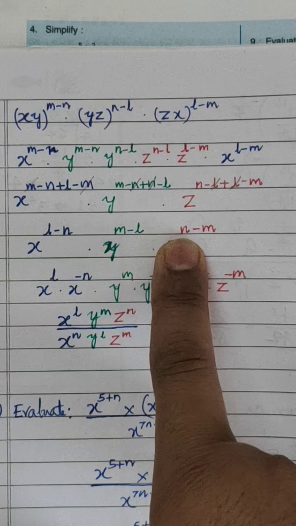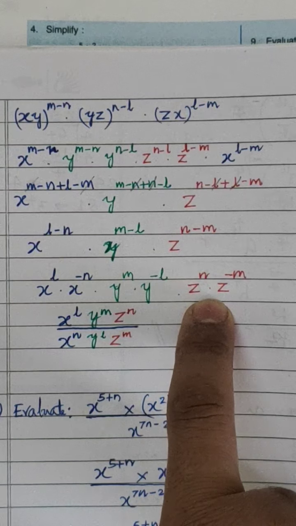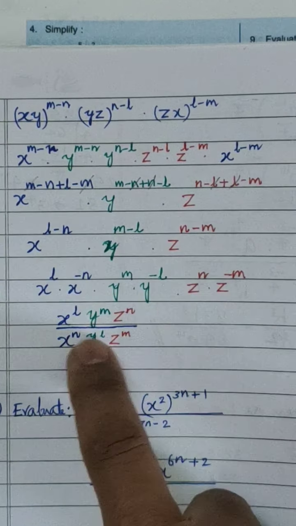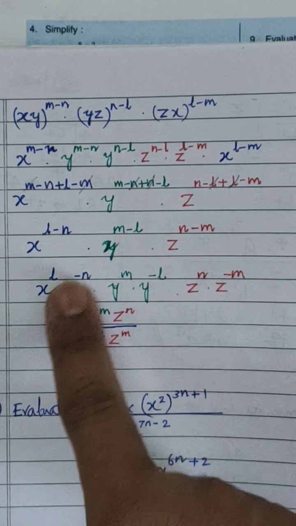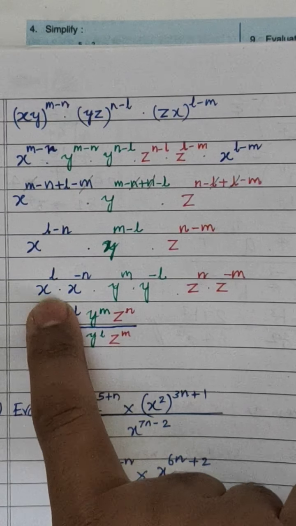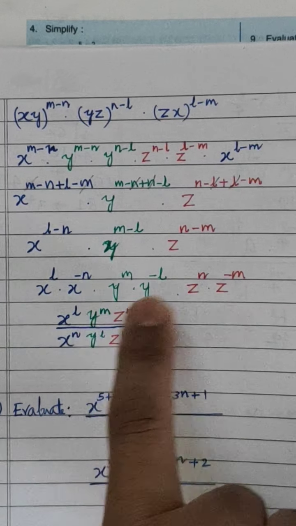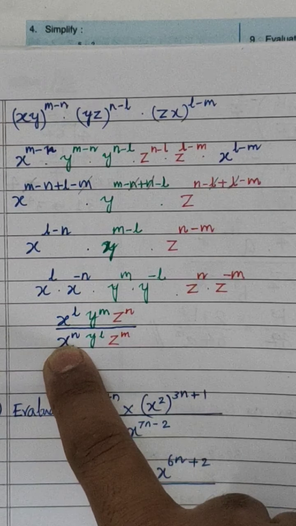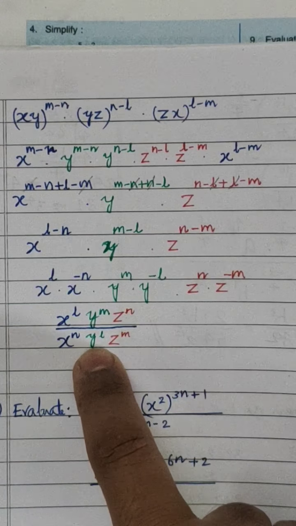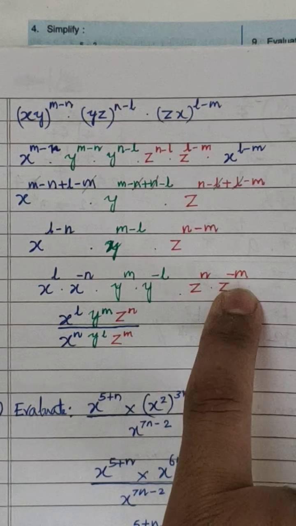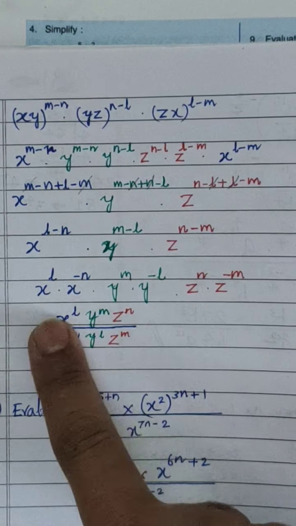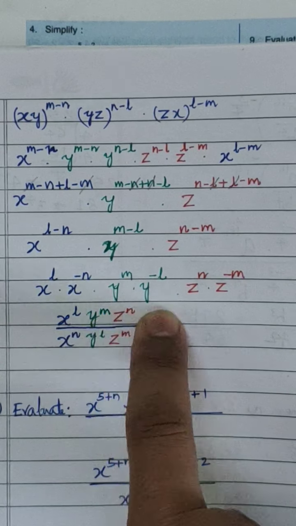Then z to the power of n minus m can be written z to the power of n into z to the power of minus m. So keep all which has got positive powers in the numerator and bring the things which has got negative powers to the denominator, so that they also become positive. x to the power of l, y to the power of m, z to the power of n. Bring y to the power of minus l into the denominator so that it will become positive, y to the power of l. z to the power of minus m will become z to the power of m. This we are keeping the answer with positive indices. See, all the powers are positive.